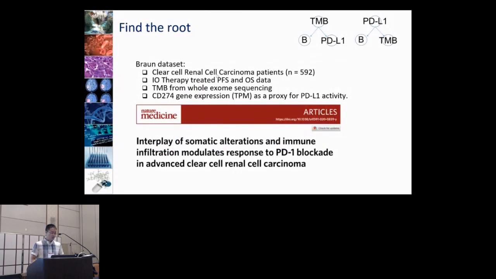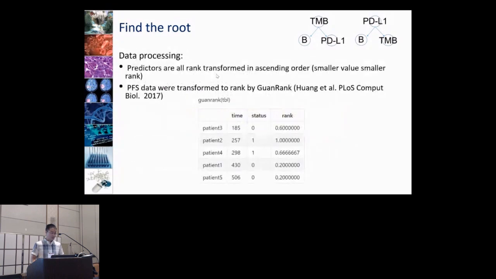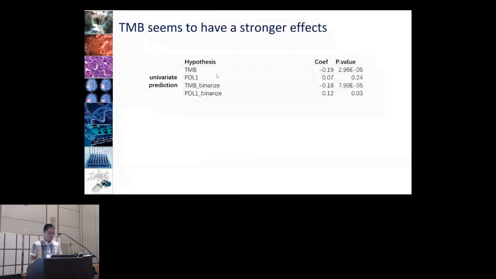We go to the Brown data set, which was published a while ago, and try to test some of the hypotheses. So basically, we want to predict the patient decision survival, and here we apply a technique called the grand rank, trying to turn this patient survival status into a continuous variable so that we can predict it using typical regression models.